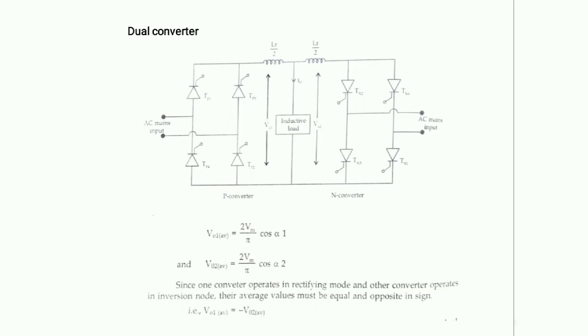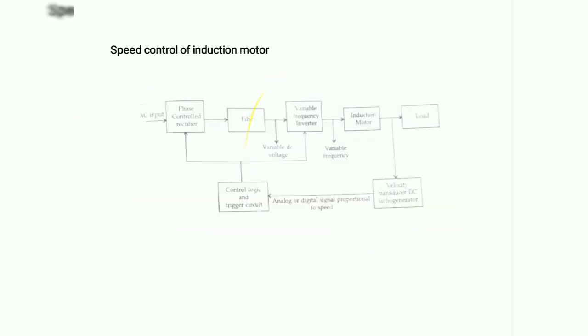The P type converter acts in rectification mode, and the N type converter acts in inversion mode. This is the working of the dual converter.